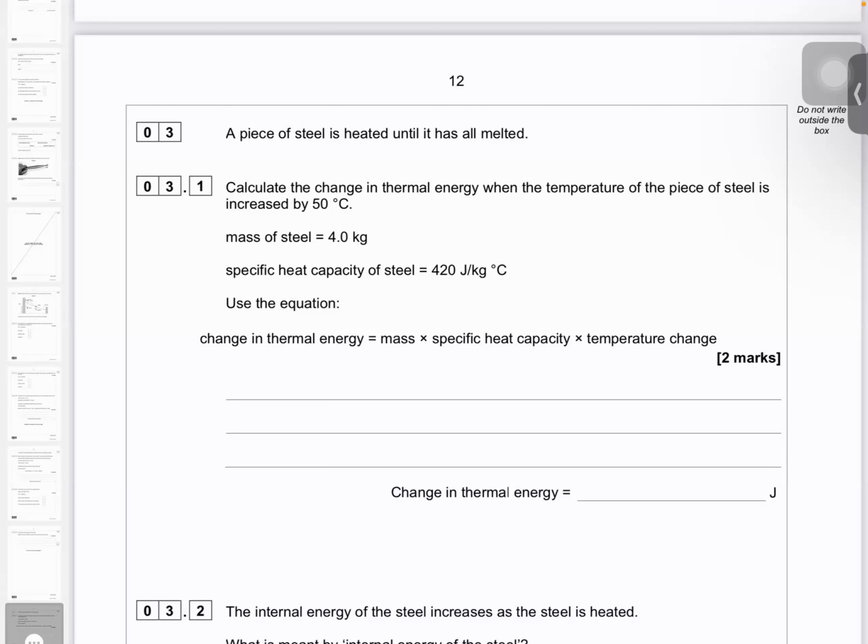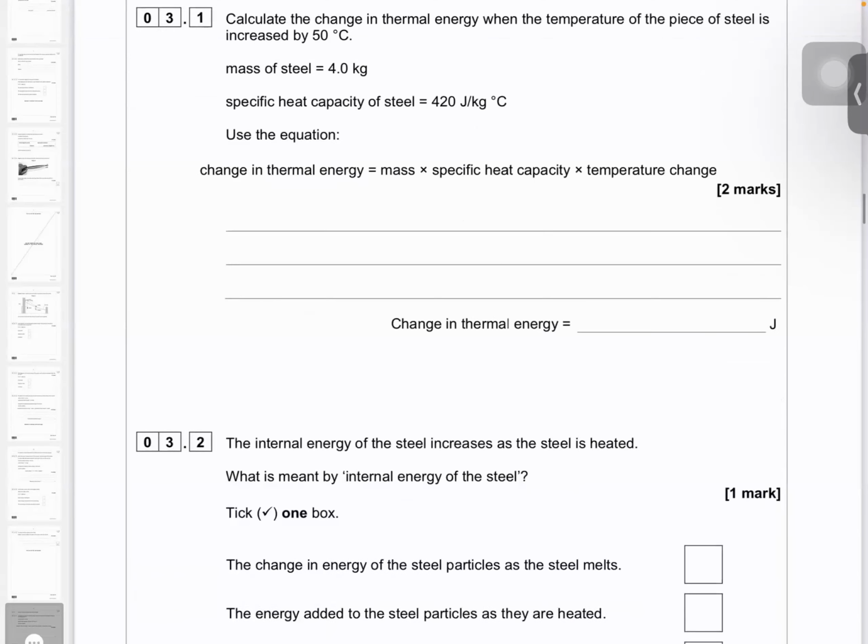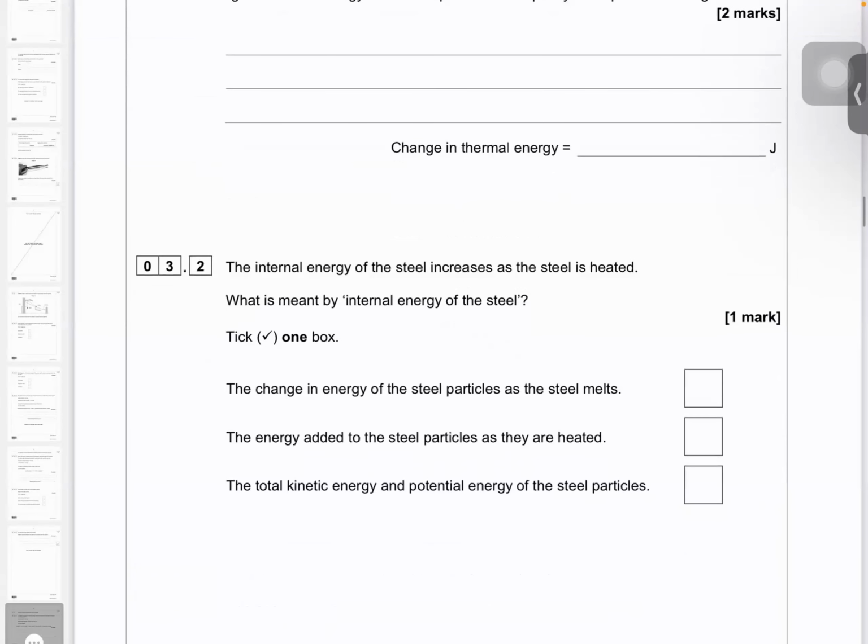Okay, so 4 times 420 times 50. What did you get? 84,000. 84,000. Okay. So you know the unit, right? The unit for thermal energy is joules. Oh, yes. Okay. All right. So I think we can move on to the next one.